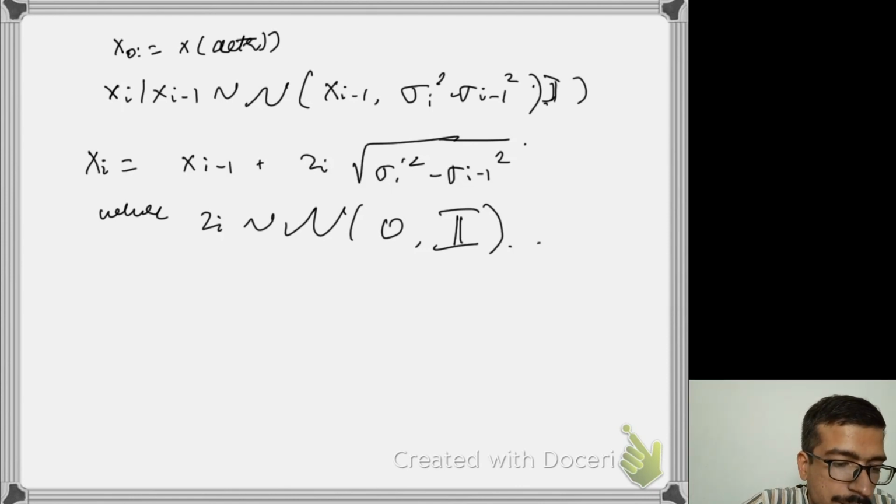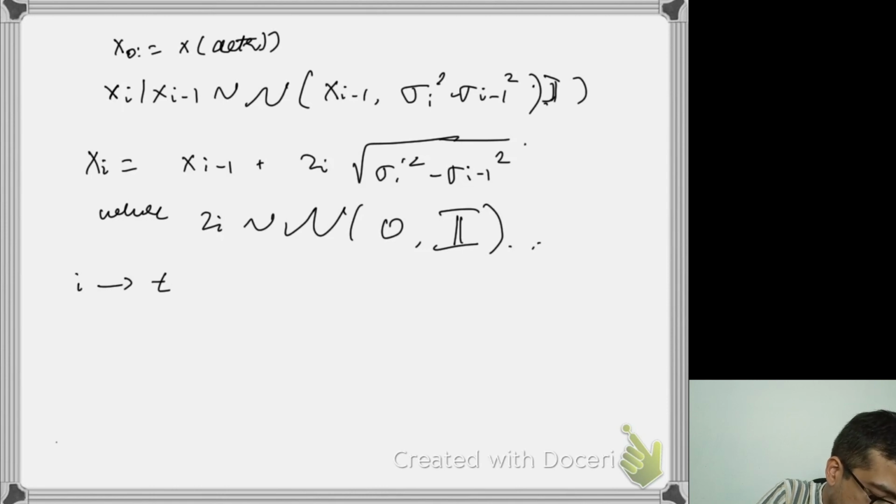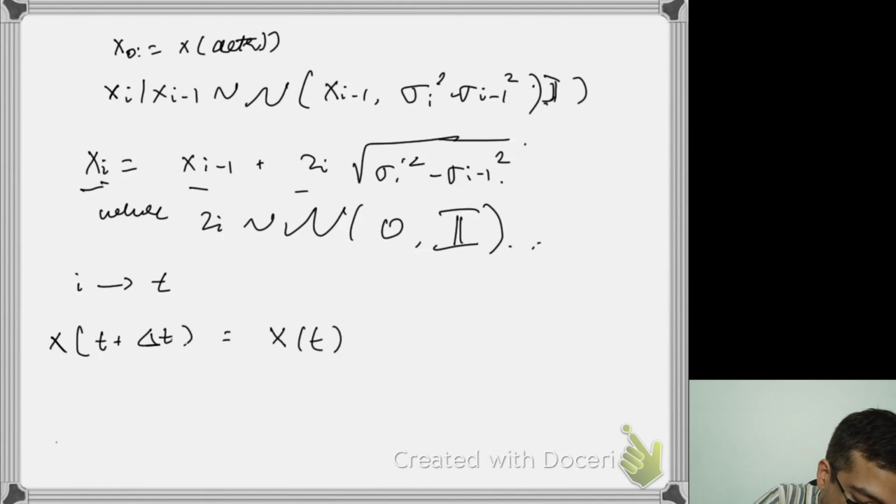So now, how do I model this as a continuous time process? Firstly, I am going to change from i to a continuous time t. When I say xi is xi minus 1 plus zi times this thing, I'm going to say x of t plus delta t equals xi minus 1, which is x at t, plus this zi. And now I want a continuous time sampling of random variables. How do I do that?